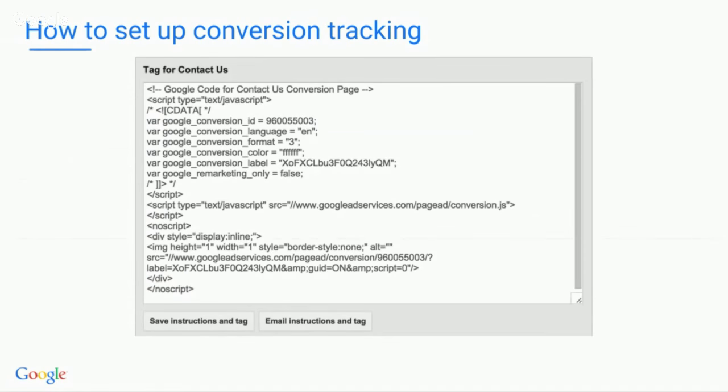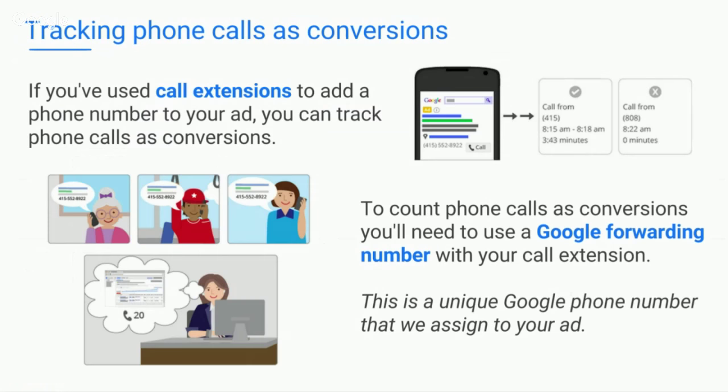This is exactly what the conversion snippet looks like. Once you've completed the conversion on your account, it'll take you to this page. In here, you can either save the instructions and tag, email it to yourself to directly implement it on your website, or you can always email it and send it to your web developer if they're the ones that are doing this for you.